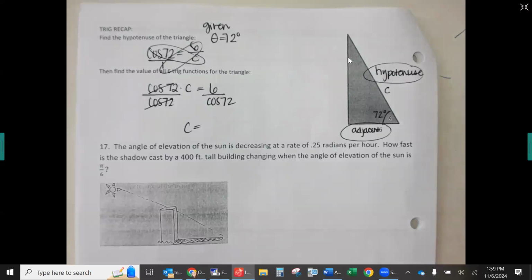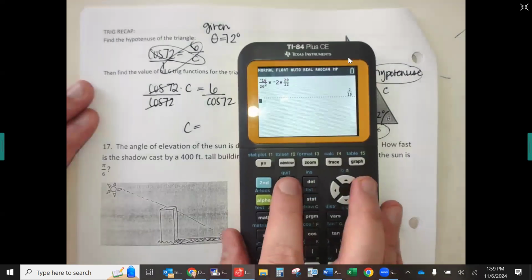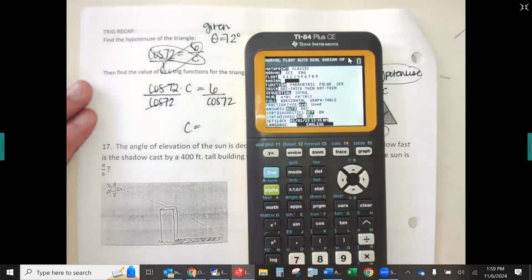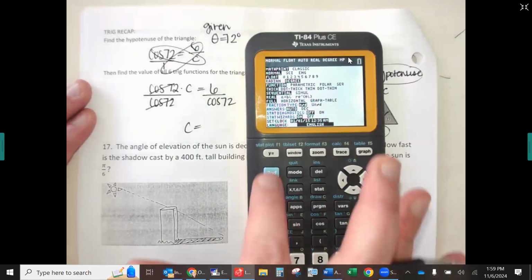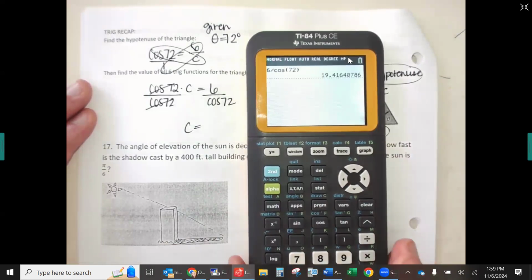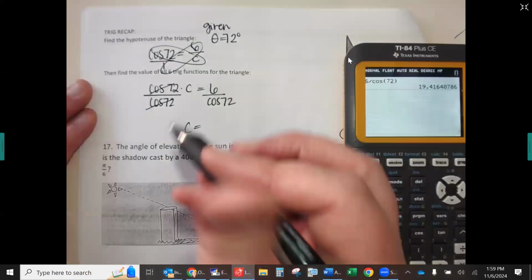Now, before you do that, make sure that you're in degree mode. So in your calculator, hit mode right here. Okay, you need your degree to be highlighted or it's going to give you a different answer. Okay, and then we'll do 6 divided by cosine 72. So we got 19.416.